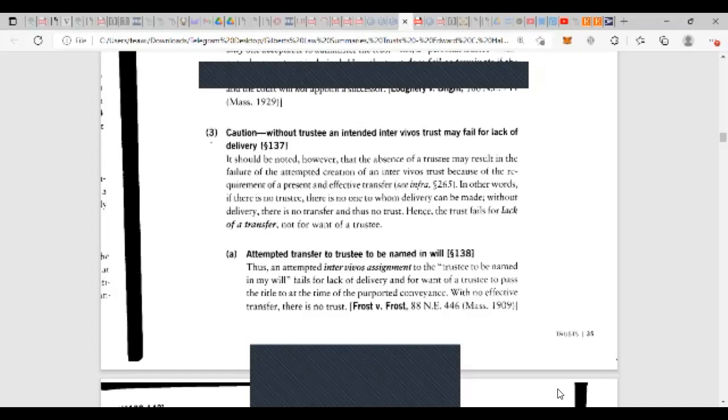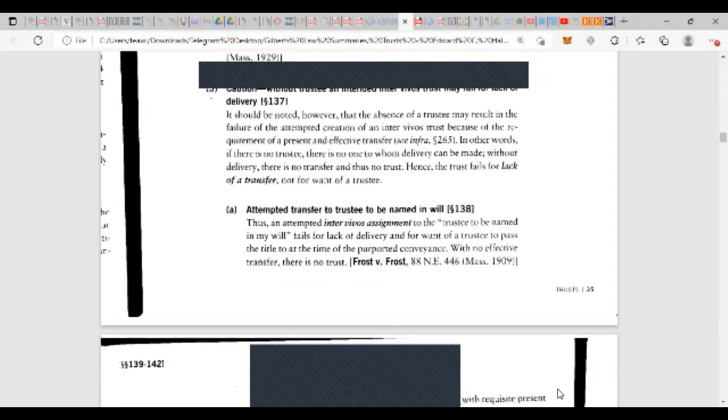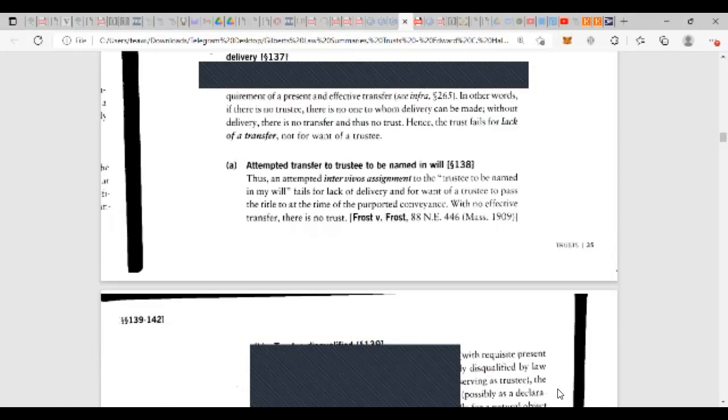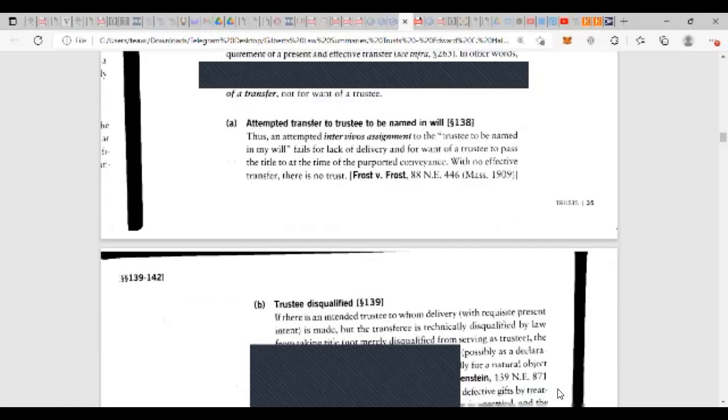Number 3, caution. Without a trustee, an intended inter vivos trust may fail for lack of delivery. Section 137. It should be noted, however, that the absence of a trustee may result in the failure of the attempted creation of an inter vivos trust because of the requirement of a present and effective transfer. See infra Section 265. In other words, if there is no trustee, there is no one to whom delivery can be made. Without delivery, there is no transfer and thus no trust. Hence, the trust fails for lack of a transfer, not for want of a trustee.